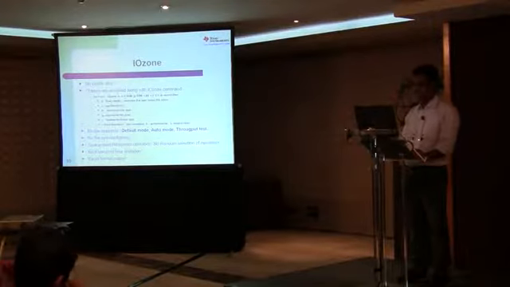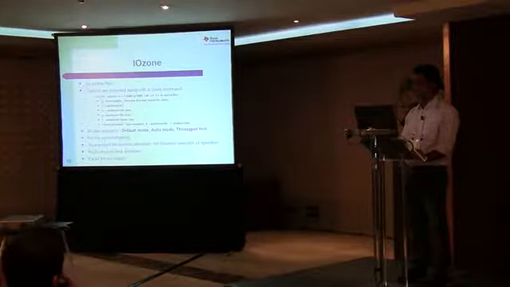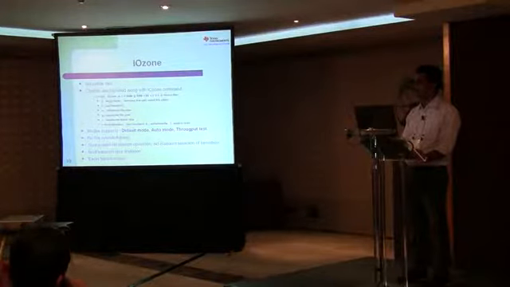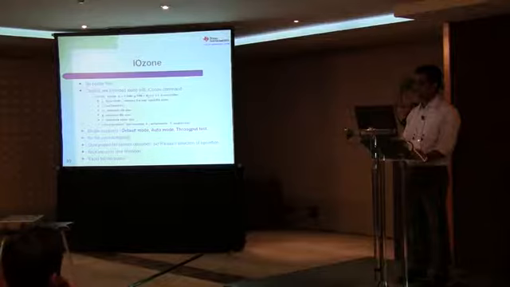One example here I have given is -A, which is auto mode. If I specify -I, it uses direct IO, don't use the buffering. -N is the minimum file size, -G is the maximum file size. And while creating a file, say a 64 MB file, how much is your write block size? That you can specify with -R.